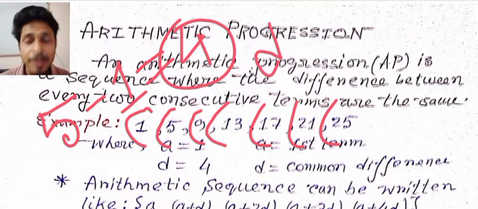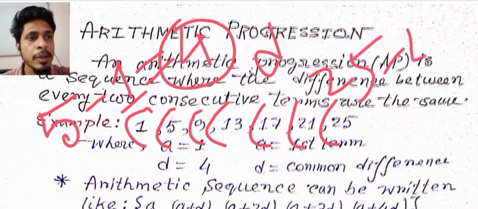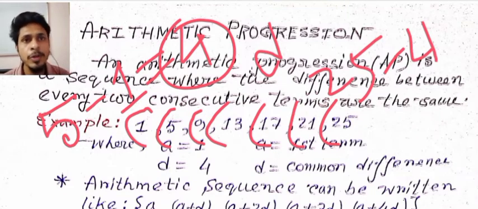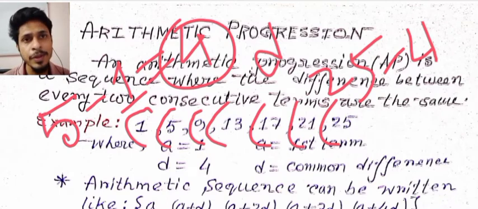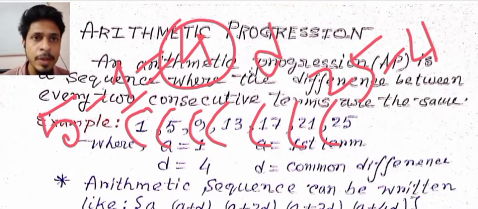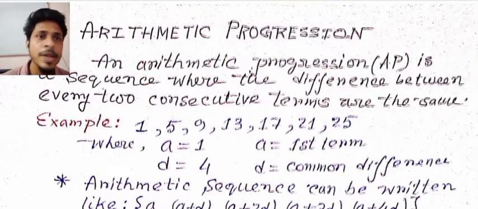D is the common difference, and we can find D from any two consecutive terms. Suppose 21 and 25: 25 minus 21, the difference is also 4. So we get the point from here that in an AP or arithmetic progression series, the common difference is always the same. So what is arithmetic progression?